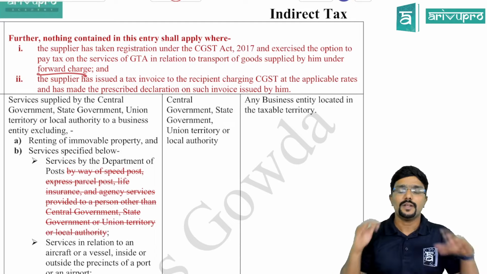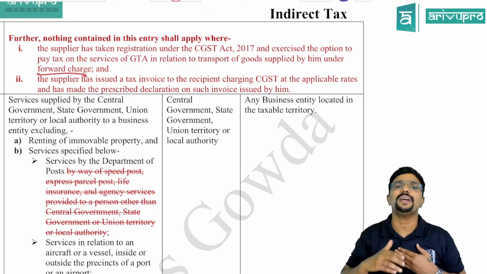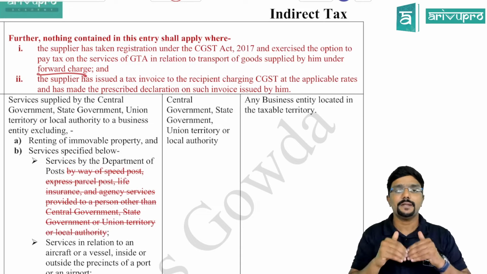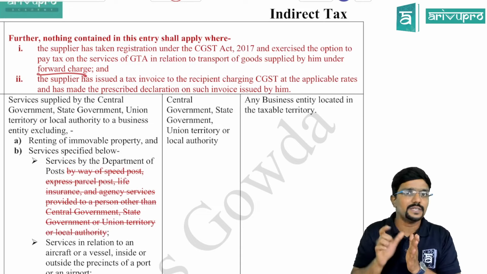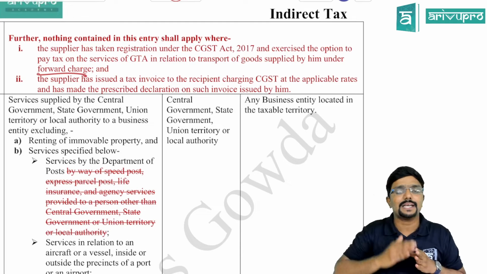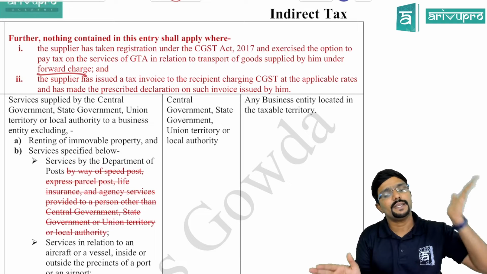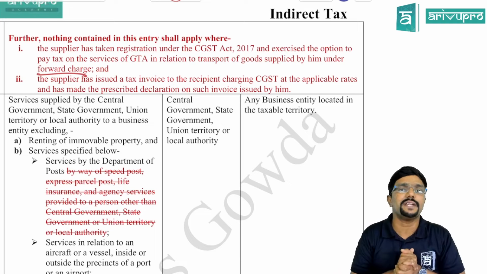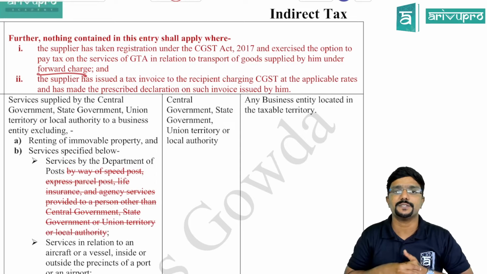Simple guys. Now whenever GTA is providing service, they have first option to pay tax under forward charge. They will issue invoice to the recipient along with the disclosure of value of supply, tax, everything. They will collect the tax from the recipient and deposit that to the government. In such case, they can claim even input tax credit on their inward supplies, provided they are eligible for it and they have satisfied all the conditions.